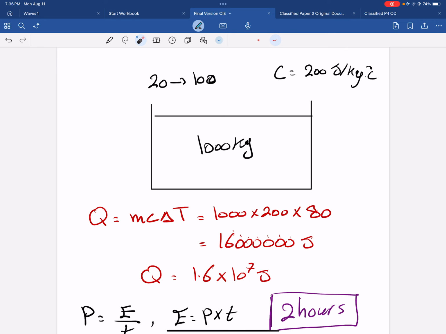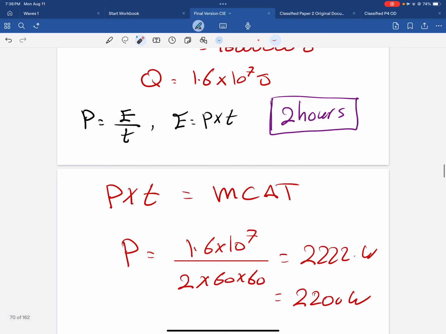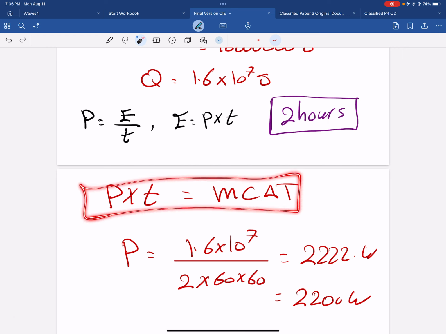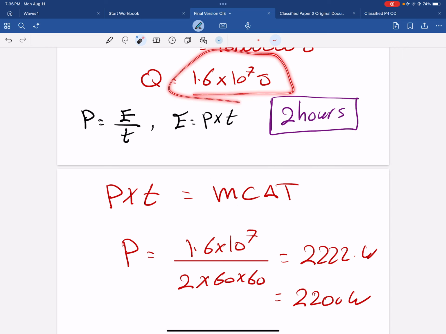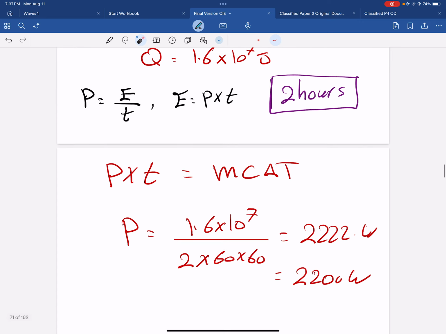Now if you're given, for example, the time, so that was done in 2 hours, and now you're asked for the power supplied, we can use this big law: power multiplied by time is equal to mc delta T. We already got this, which is 1.6 times 10 to the power 7, and we want to know the power. We know the time is 2 hours, so that would be 2 times 60 times 60 to convert it into seconds. Equating that in the equation, you get 2222 watts, which you can round to 2200 watts, and that's how you can calculate the power supplied.